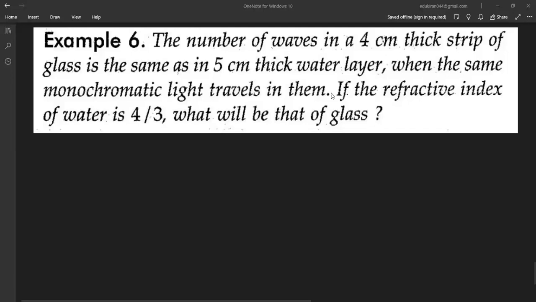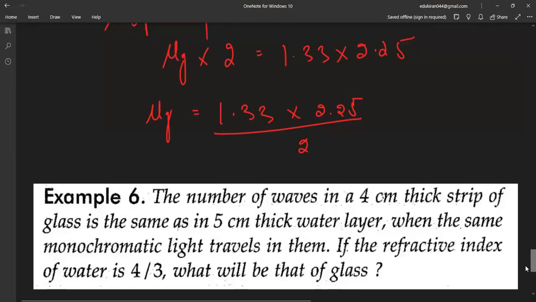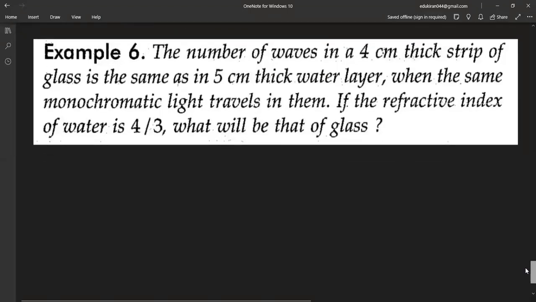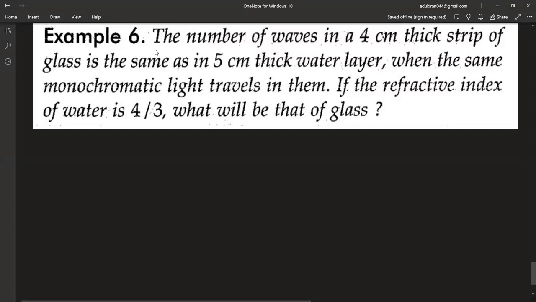Yes, Tarif, correct. The answer of the first question is 1.5. Good. Have a look at this question, class. After 1 minute, I'll discuss this.